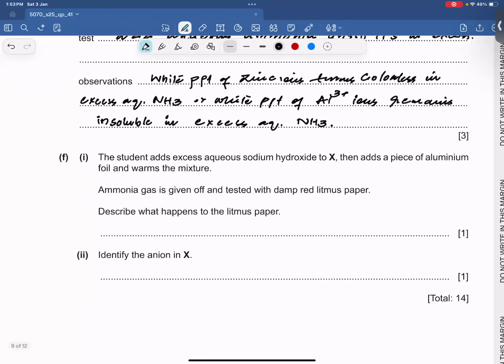The student adds excess aqueous sodium hydroxide to X, then adds a piece of aluminum foil and warms the mixture. When we add a piece of aluminum foil and we are heating the mixture, it means we are trying to determine the presence of nitrate ions. So this is going to be the test for nitrate ions. Okay.